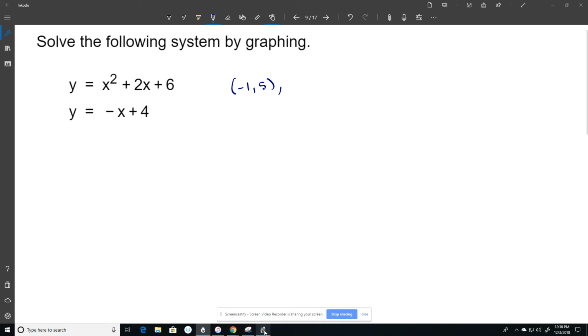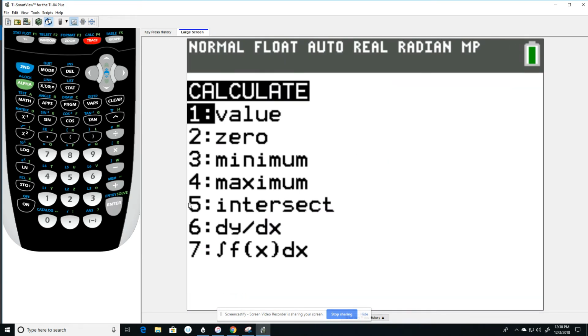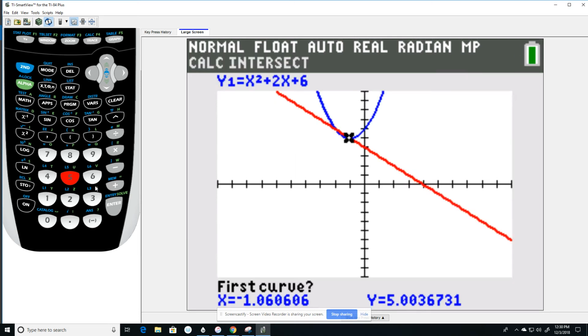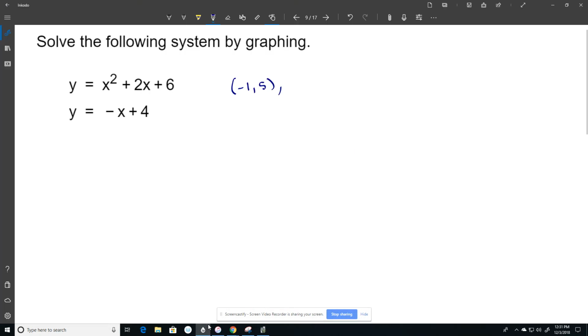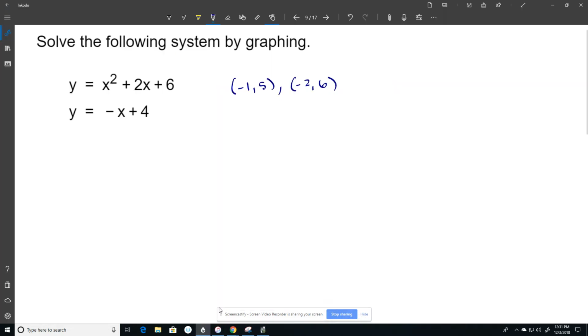But I have another answer that I need to find. So I do second trace again, choose intersection. This time I hit enter twice, but when I guess, I want it to pick up this solution. So I need to scroll over closer to that one. And when I guess, x equals negative 2 and y equals 6. So my other answer is negative 2 comma 6. It gives you that information down there at the bottom.